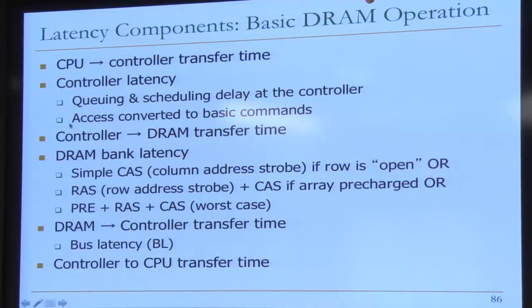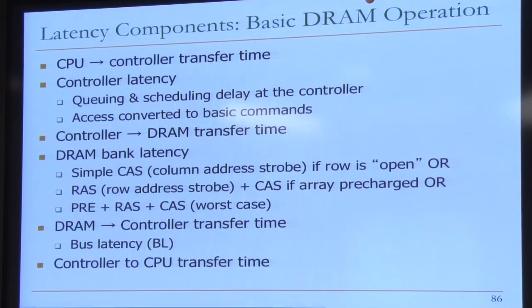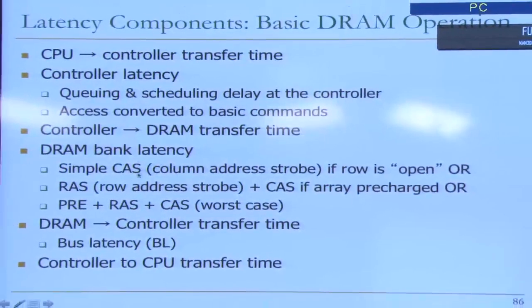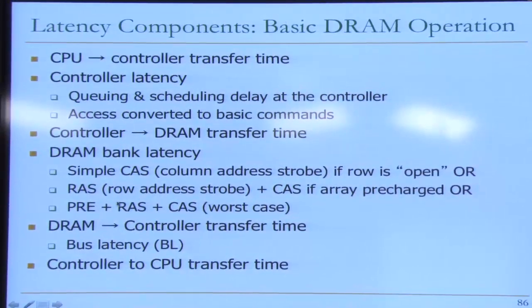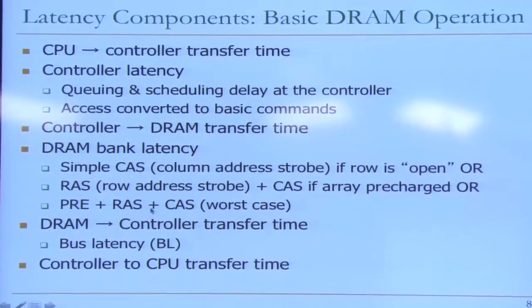Make sense? And then there's the transfer time from the controller to the DRAM itself. That's the command transfer time. And then there is the DRAM bank latency. And this depends on where the data is. If it's in the row buffer, it's fast. If it's not in the row buffer, you need to actually do these commands.